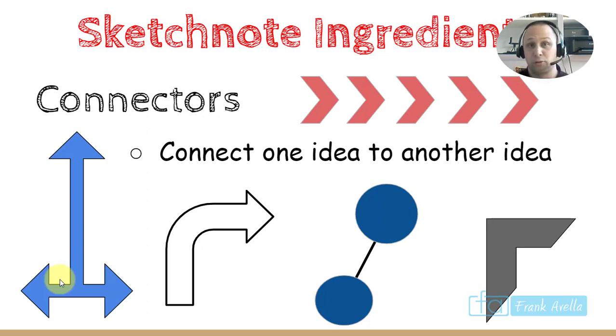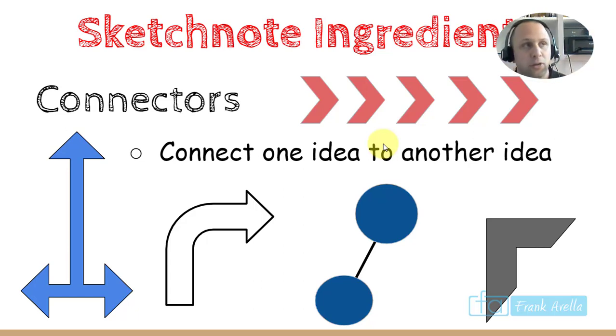Connectors are also an important ingredient, right? These are the arrows, but it doesn't have to be an arrow. You could see here this connector. It's like two circles with just a line, or it could be arrows. It can just be this, pointing in one direction. But connectors are used to connect ideas of information and to convey the flow of information.